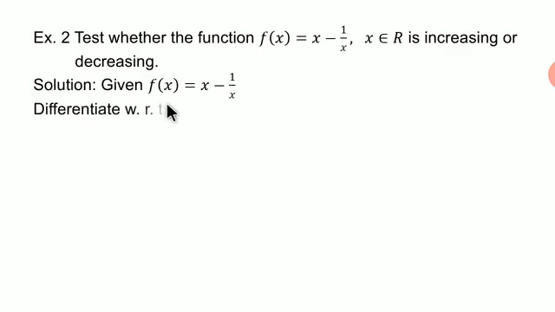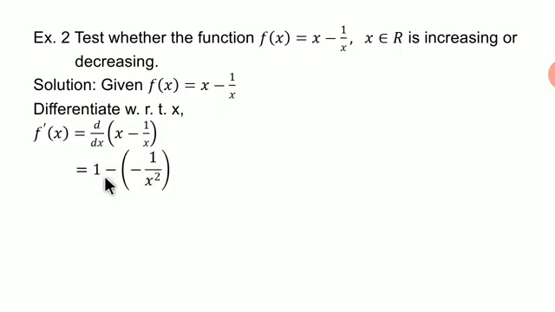Now see example number 2. Example 2 is: test whether the function f of x is equal to x minus 1 upon x, x belongs to R, is increasing or decreasing. So in the solution, given f of x is equal to x minus 1 upon x. Now first we find the derivative, so differentiate with respect to x. We get f dash of x is d by dx of x minus 1 upon x. Now the derivative of x is 1 and the derivative of 1 upon x is minus 1 upon x square.